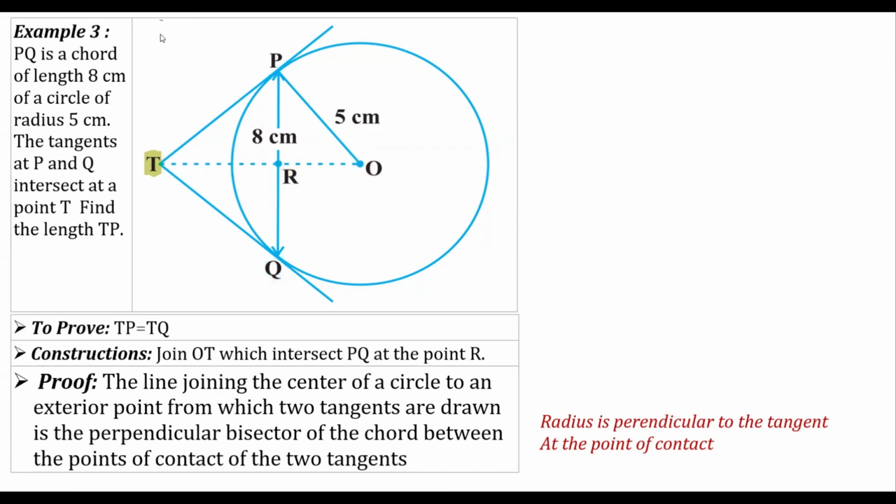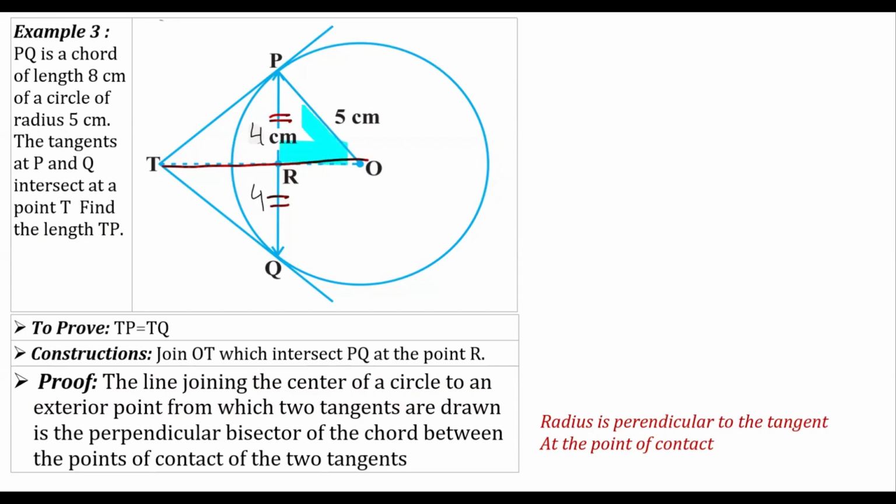So if you write this statement, which I have already written over here, that the line joining the center of a circle to an exterior point, from which two tangents are drawn, is the perpendicular bisector of the common chord. You can minimize the statement also. But if you write this, many steps involved in proving this or finding this can be reduced. Now, as I said here, OT is the perpendicular bisector of PQ. That means I can say now that the length of PR will be 4 and so will be this, right?